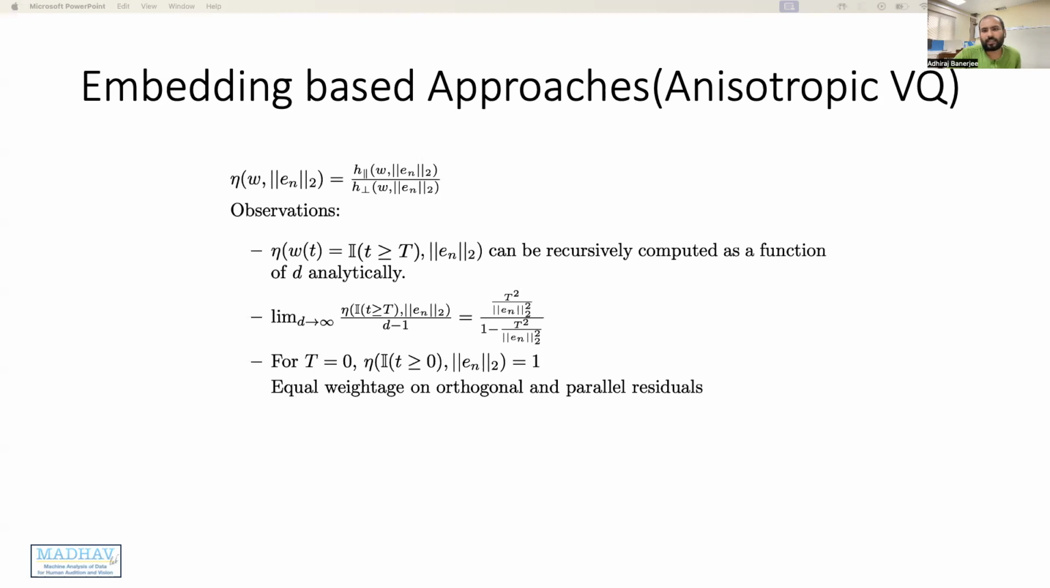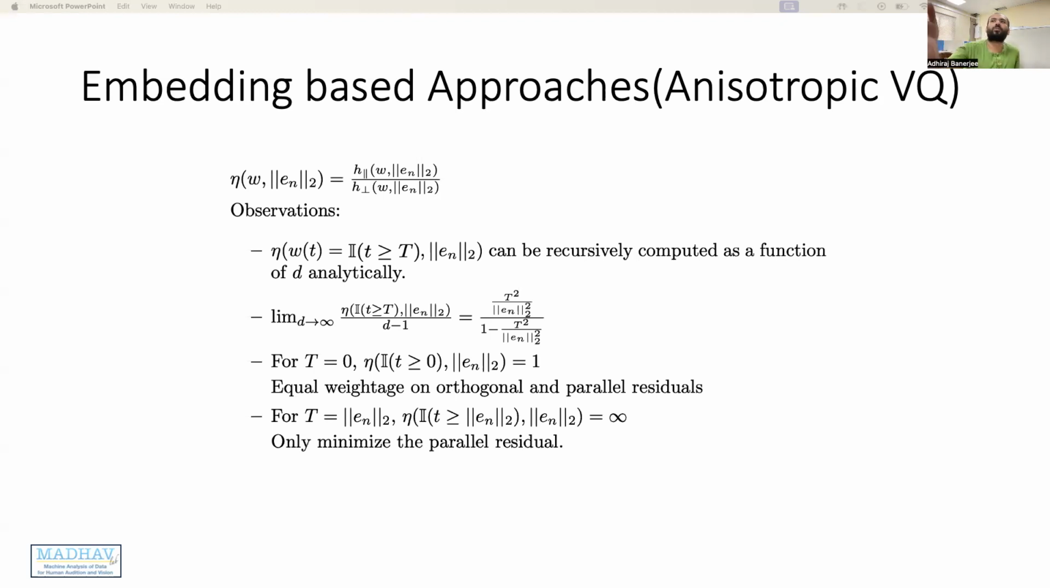For the case where the threshold is chosen to be equal to 0, eta takes the value of 1. That is, equal weightage is given to the orthogonal and parallel residuals. So you can think of it that all inner products are chosen in the loss calculation. For the case when the threshold is equal to the norm of embedding en, eta takes the value of infinity. That is, the loss only considers the parallel residual error and doesn't consider the orthogonal residual error.